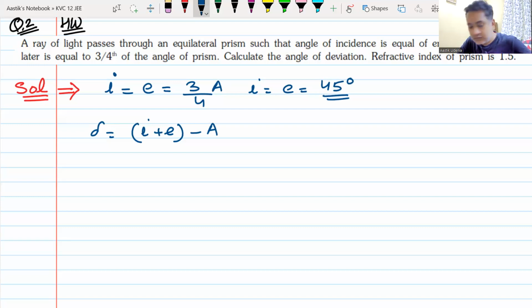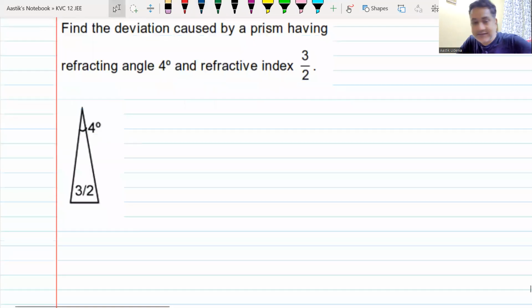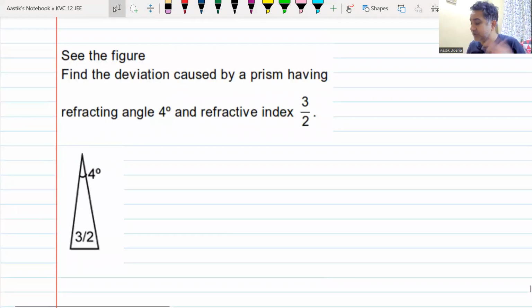Yes, sir. Okay, let me put the next question for you. And the next question is this. Find the deviation caused by the prism having refracting angle 4 and refractive index 3 by 2. The prism is also given. It was not necessary to be given, but it is given. So if it is given, then you can use it.